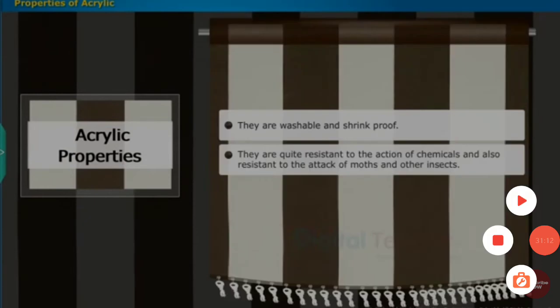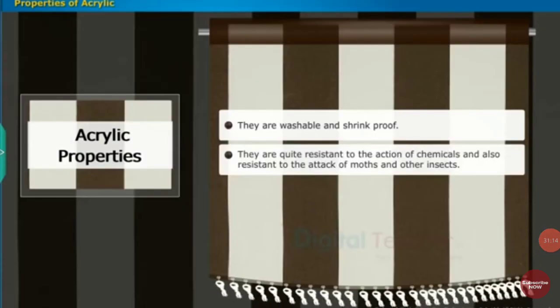Now, we discuss the properties of acrylic. It is resistant to the action of chemicals and also resistant to the attack of moths and other insects.